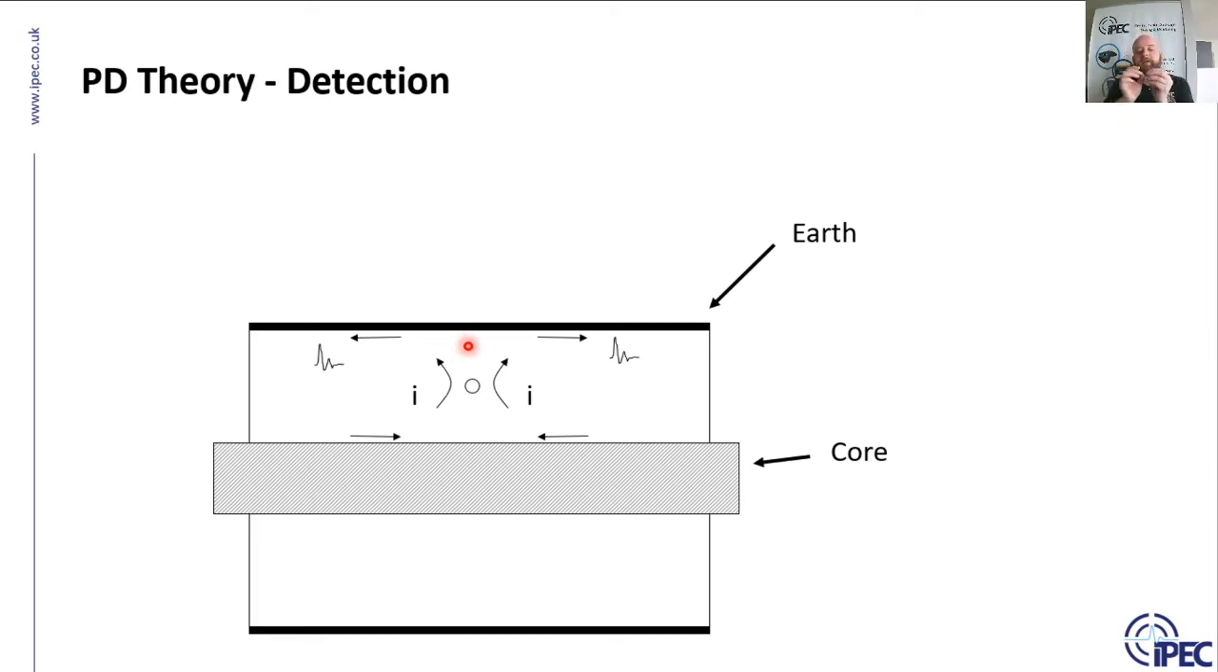But what happens is, from the PD source, they will travel away from the PD source along the core and along the earth. Now again, I must emphasize, with all PD signals, these are high frequency signals, so it's not high current, it's not a load traveling along the cable, it's a high frequency, very fast moving signal.